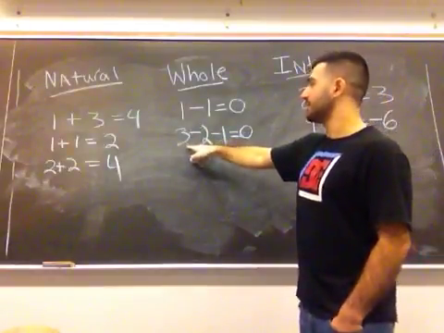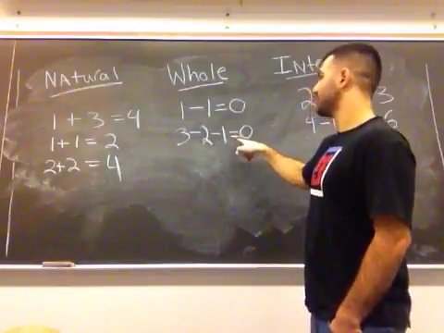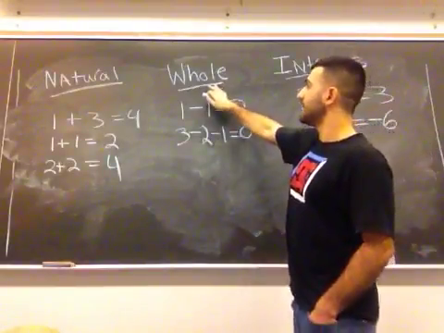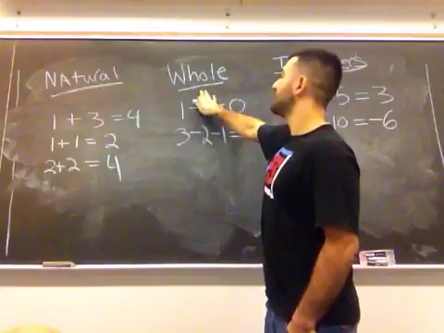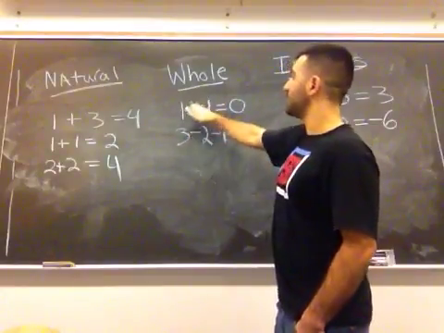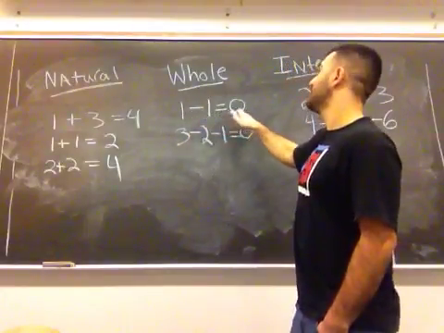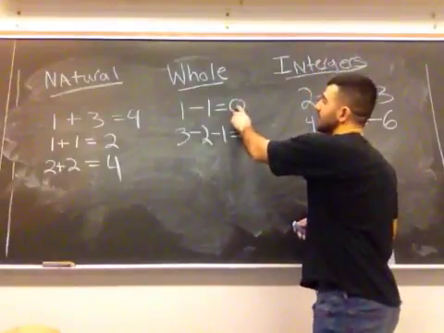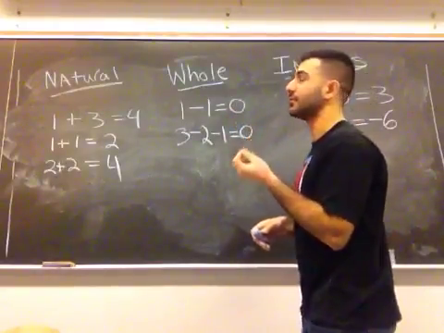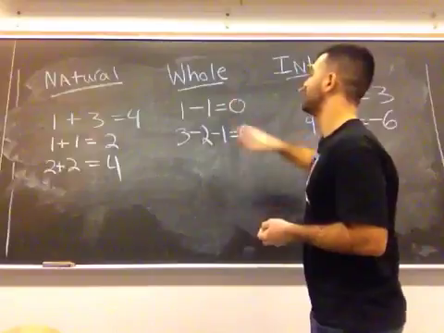Just like in this case, we have 3 minus 2 minus 1, which is again 0. So now we see how we need the whole numbers to explain some equations that we do in math, that we need a number to basically explain what's happening here. We have to explain that there's nothing here.